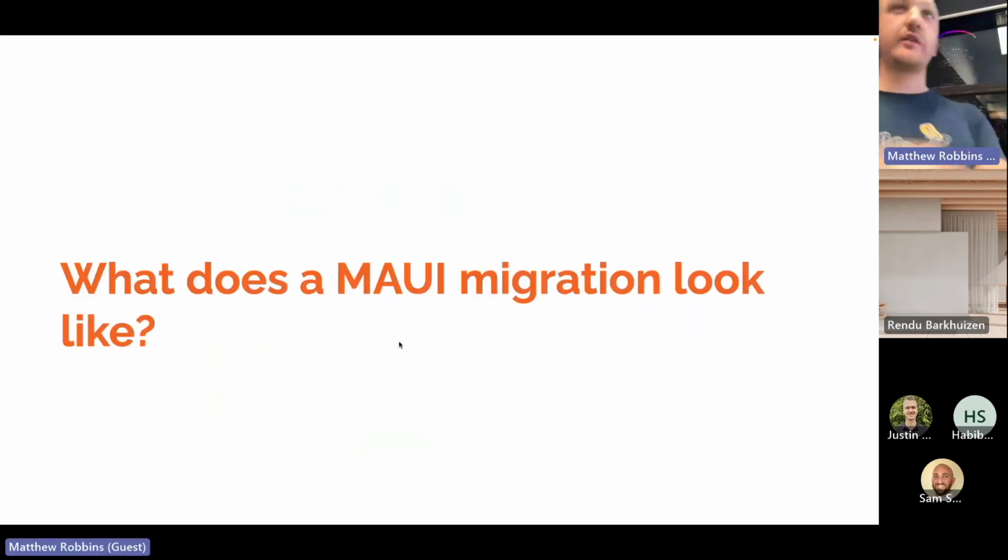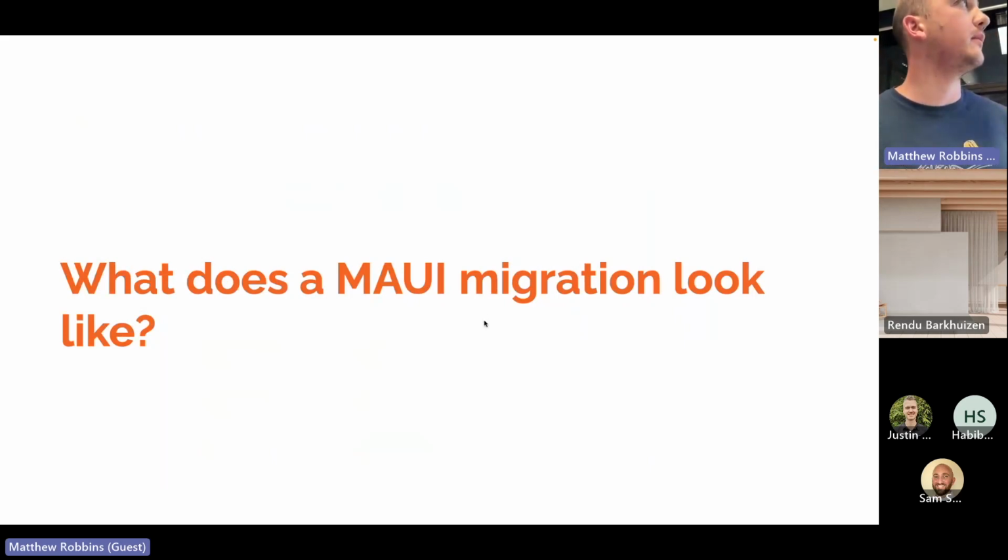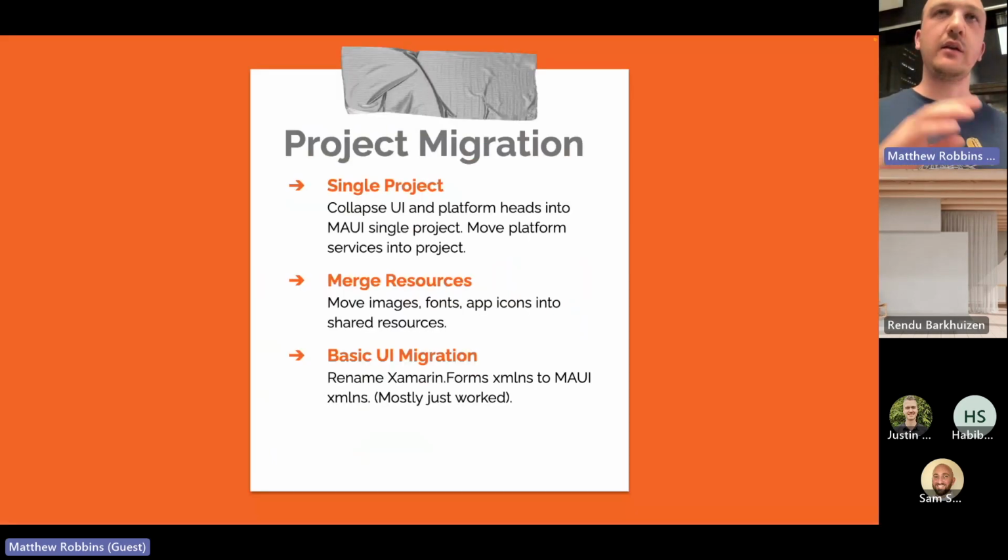Because it was originally a Xamarin.Forms app when I started it, what did the migration look like from Forms to MAUI? What were the steps? I found there were really three steps, different in complexity. The first one was the actual project migration. That was the collapsing of your portable class library and your two application heads into one project. That's not super hard to do. That's more or less just moving files around.